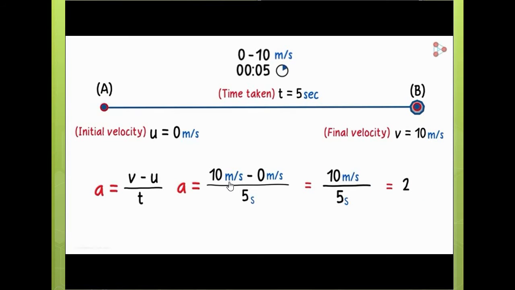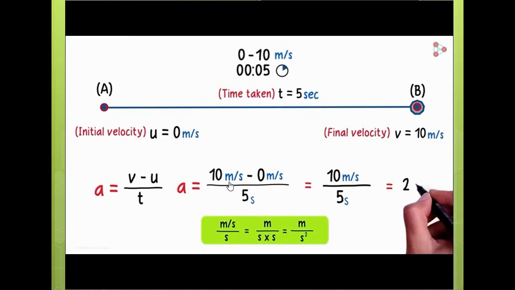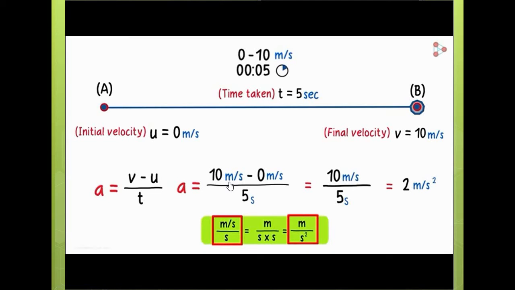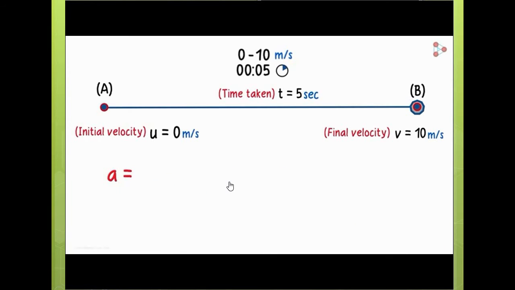The units of acceleration will be meters per second, because it's the change in velocity over the time taken. As this is meters per second, we can carry this second to the denominator, and what we will get is meters per second squared. This one is more intuitive, but this one is a bit neater, I would say. So the acceleration in this case will be 2 meters per second squared.